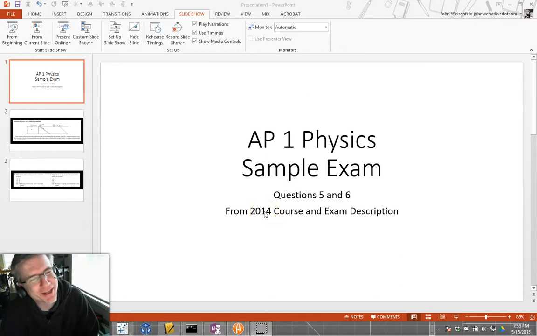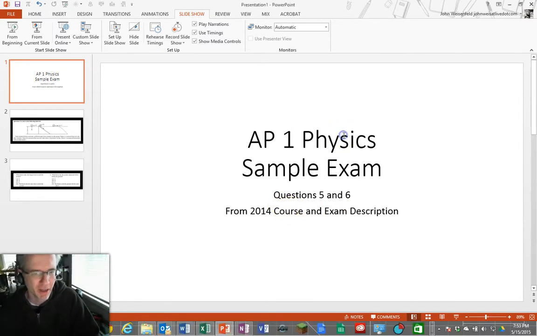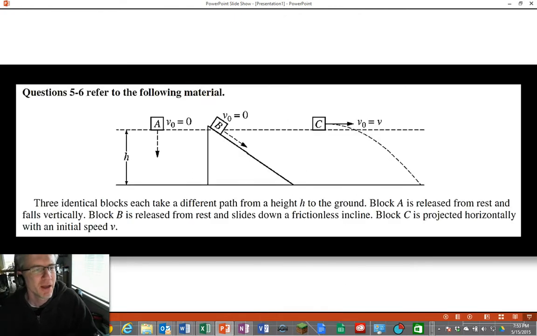Hey, this is Roswell. We're talking about a question from the AP1 physics sample exam in the 2004 course and exam description. It looks like this. Three identical blocks each take a different path from a height h to the ground.